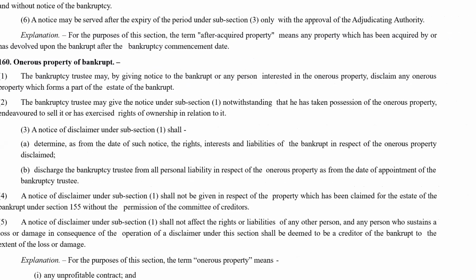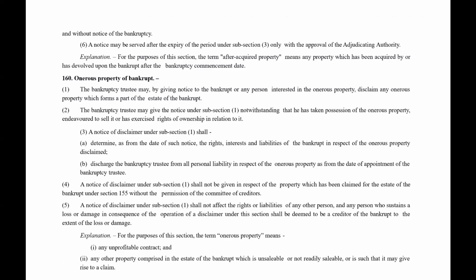Section 160, onerous property of the bankrupt. So what is this onerous property? This concept we have already seen in insolvency and liquidation also. Onerous property explanation. For the purpose of this section, the term onerous property means any unprofitable contract and any other property comprised in the estate of the bankrupt which is unsaleable or not readily saleable or is such that it may give rise to a claim. So what he will do in this case, the bankruptcy trustee may, by giving notice to the bankrupt or any person interested in the onerous property, disclaim any onerous property which forms a part of the estate of the bankrupt.